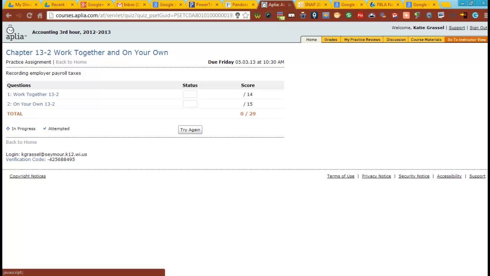Our 2 other taxes that an employer has to pay are unemployment tax federal and unemployment tax state. Does anyone know somebody that's collected unemployment before? Or unemployment benefits? Okay. Do you know where they get their money from? The state of Wisconsin or Washington, D.C.? Don't know? I think it's out in Wisconsin.